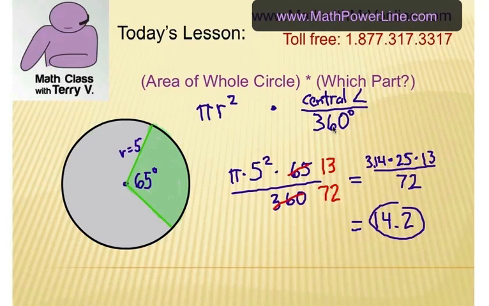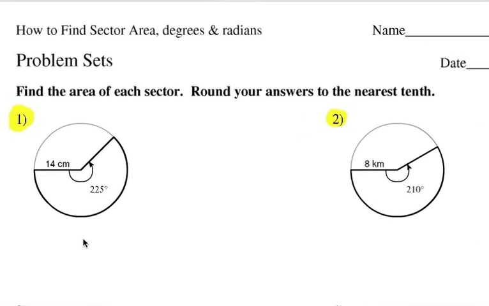All right, let's work a couple of these together. So grab a piece of paper and calculator and follow along with me. Here we go. I want you to work on numbers 1 and 2. If you think you know how to do it, go ahead and pause. Otherwise, watch me and we'll do it together. So what's the area of the entire circle? Well, it's going to be pi times the radius squared.